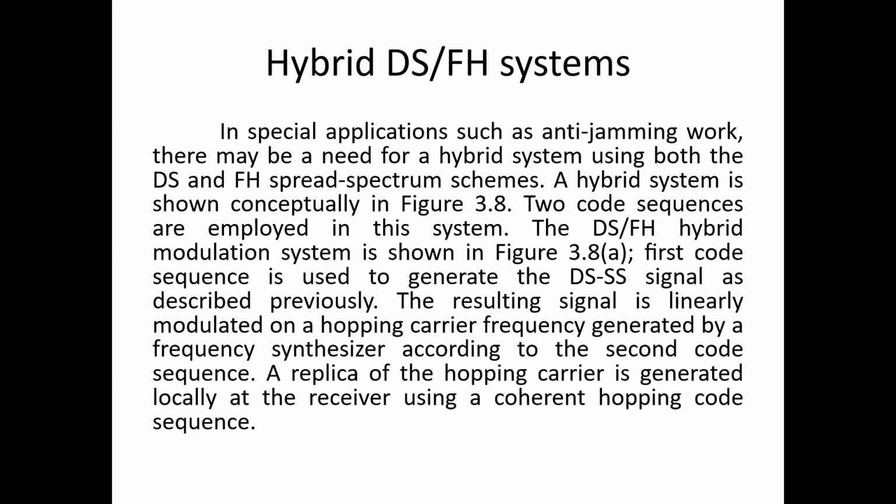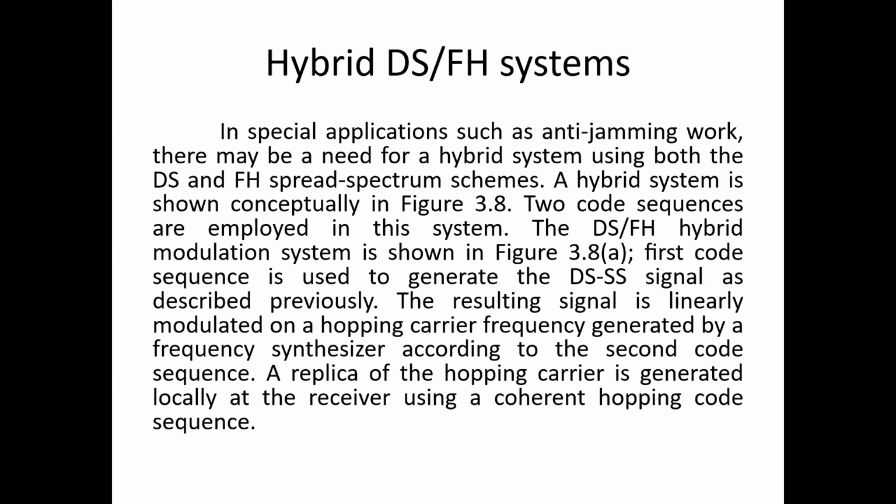Now, in order to recover the direct sequence spread spectrum signal, you need only one code, which is the c of t. Good. In order to recover the signal in the frequency hopping spread spectrum system, all you need is what? The FH code. Okay, FH code. First one c of t, and the second one you need what?